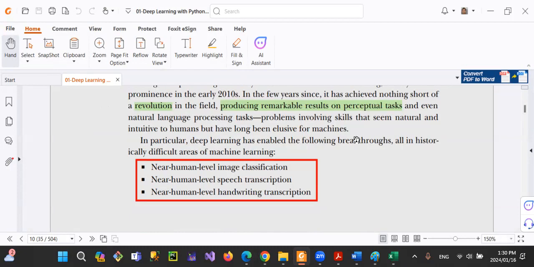Read these things. It says image classification. The next is near human level speech transcription. Actually, I think that now it works even better than human.